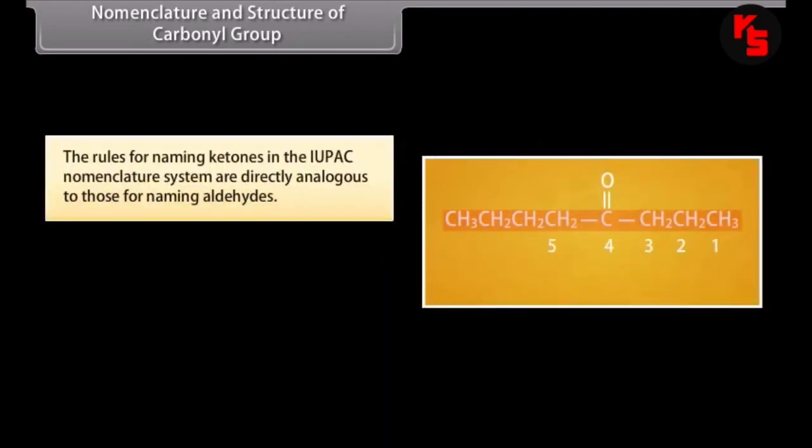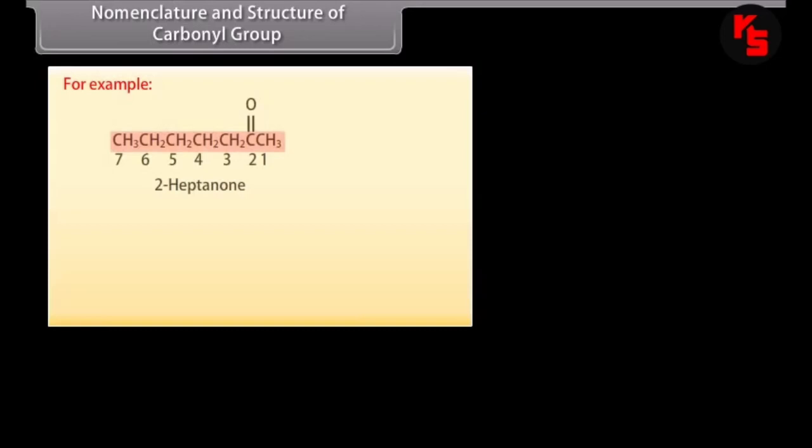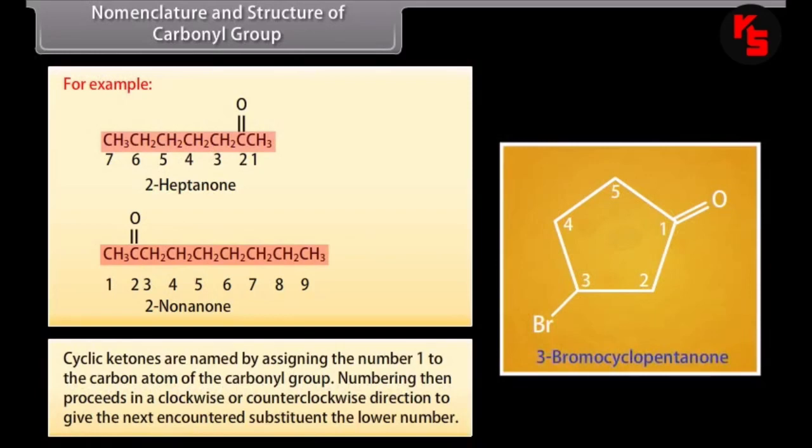The rules for naming ketones in the IUPAC nomenclature system are directly analogous to those for naming aldehydes. In ketones, however, the name of the ketone is obtained by replacing E of the parent alkane by O-N-E and the location of the carbonyl carbon is indicated with a number. For example, 2-heptanone, 2-nonanone. Cyclic ketones are named by assigning the number 1 to the carbon atom of the carbonyl group. Numbering then proceeds in a clockwise or counterclockwise direction to give the next encountered substituent the lower number.